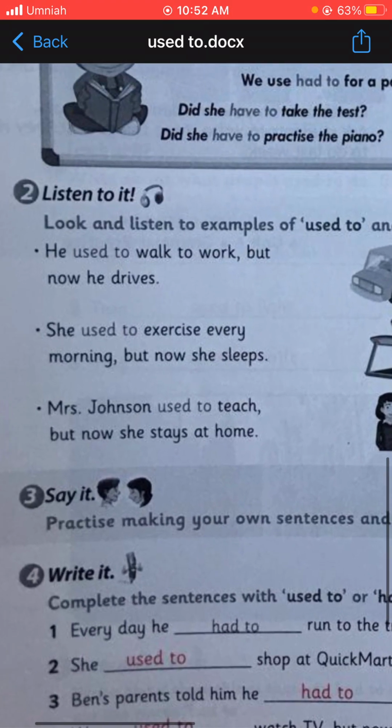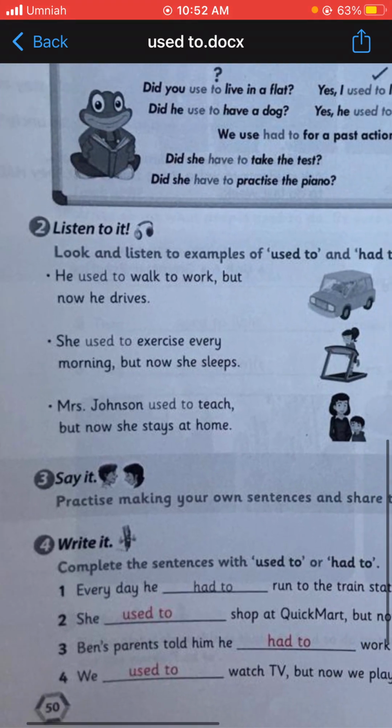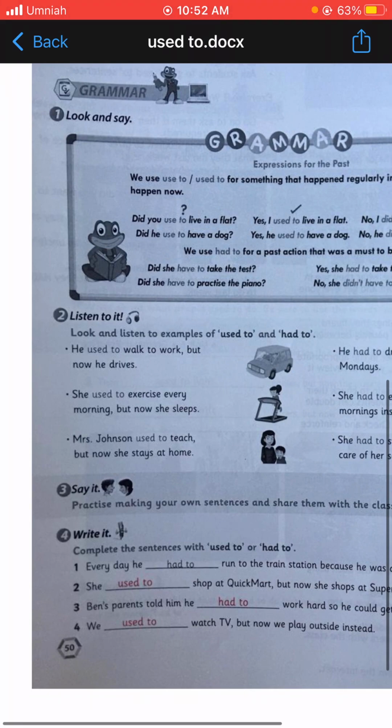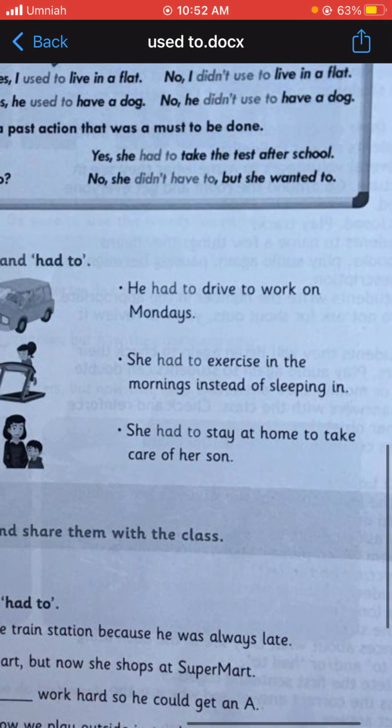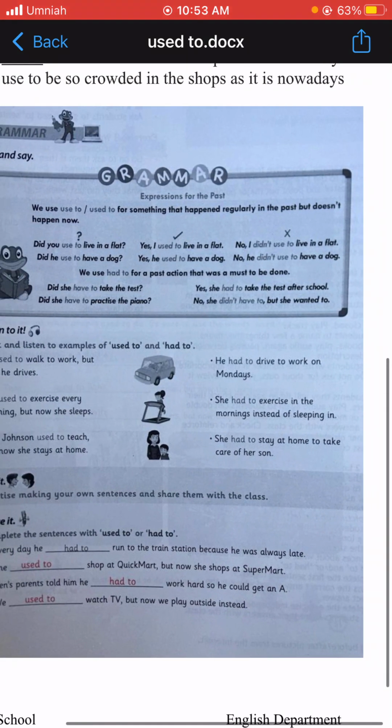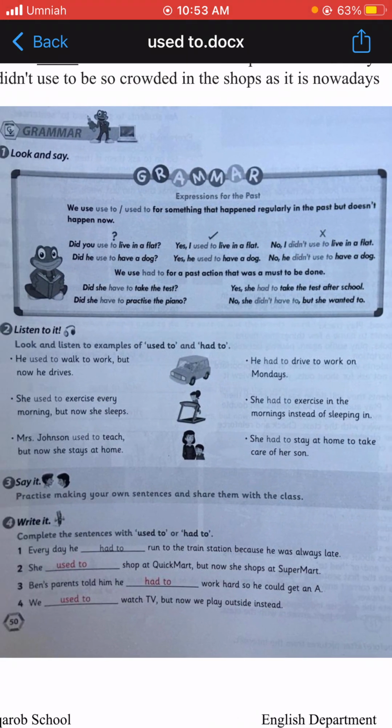Excellent. And the last example, Mrs. Johnson used to teach, but now she stays at home. So here we use used to. Why? Because this is something that happened regularly in the past but does not happen now, while in this sentence she had to. So here we use had to. So she had to stay at home to take care of her son. So this action actually must be done. Okay, so if you have any question, just raise your hand.